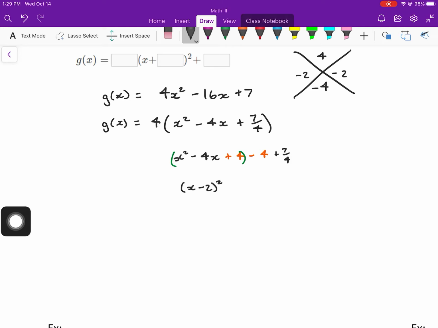But now we got to deal with this fraction. So we have -4 plus 7/4. So picture that 4 is 4 over 1. So we got to get a common denominator. So I'm going to multiply it by 4 over 4 to get -16 over 4 plus 7 over 4. -16 plus 7 is -9 over 4.